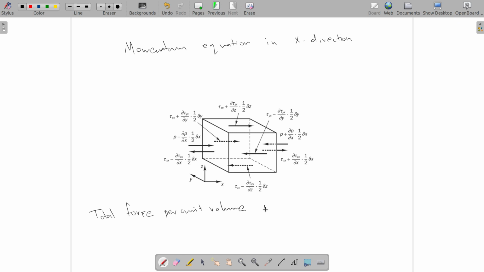In the x direction, if you simply add all of these up, you will get the total force per unit volume as minus P. What is P? P is nothing but tau xx. Tau xx equal to tau yy equal to tau zz equal to P. So all these normal stresses are P. All these normal stresses are in addition to P, not equal to P. P will also be there.